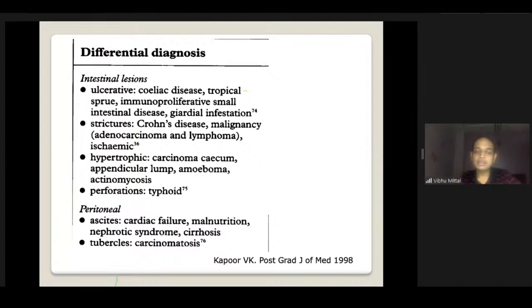For peritoneal disease, ascites and tubercles, if it is plain ascites, you need to think of even a low protein ascites, etc. I'll be talking on that later on.